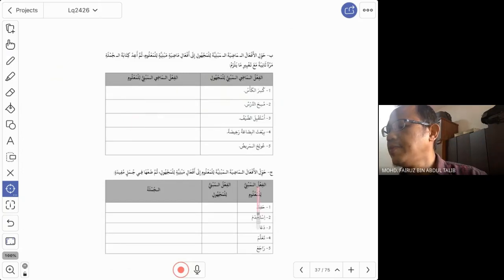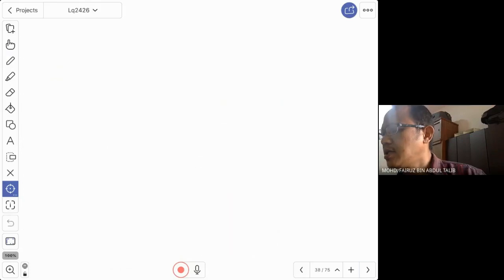And jim, this is just to change. Awwil al-af'al mabni lil ma'lum to mabni lil majhul. Change from ma'lum to majhul. And then try to write a sentence using the mabni lil majhul. Okay, so you can go through, try this, and inshallah we will discuss this in the next class.